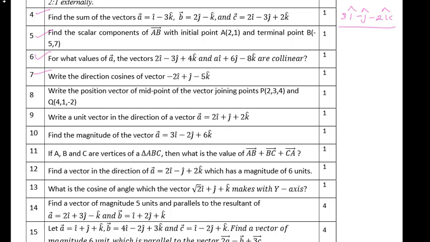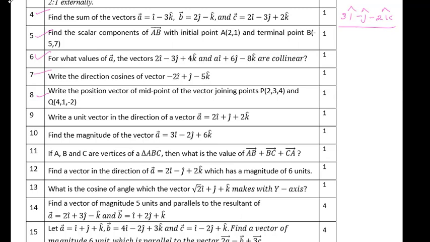Eighth question is, write the position vector of the midpoint of the vector joining P and Q. For midpoint, we use the midpoint theorem. If R is the midpoint of P and Q, then OR bar is equal to OP bar plus OQ bar, divided by 2. Now you know what OP bar and OQ bar are. You can find it.